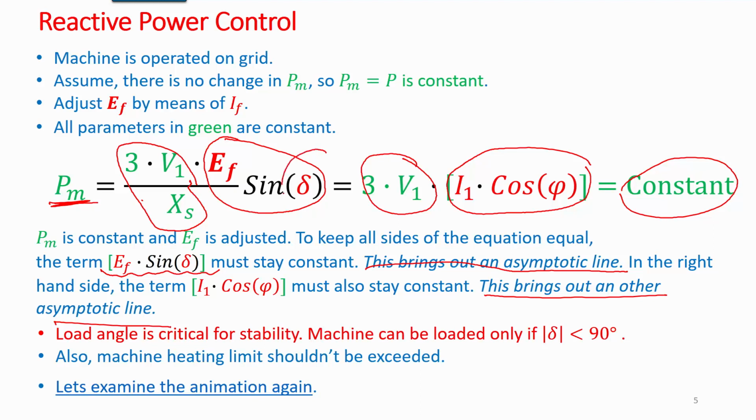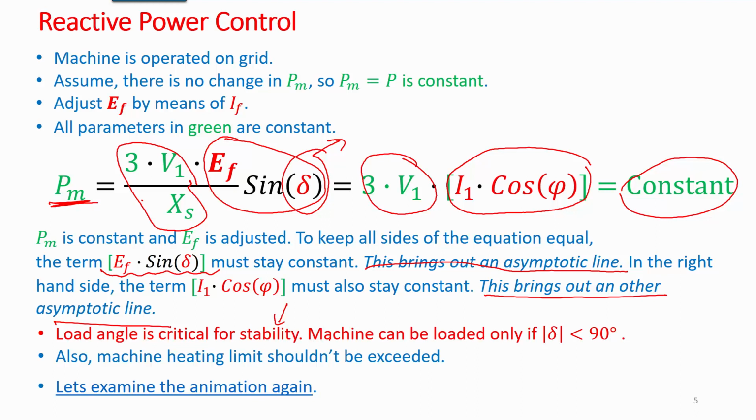You know, delta is loading angle, and it is very critical for machine operation. It is related with stability. Machine can be only loaded if delta is less than 90 degrees.